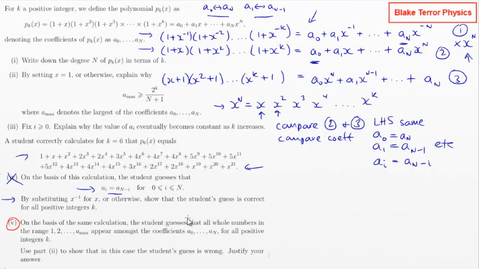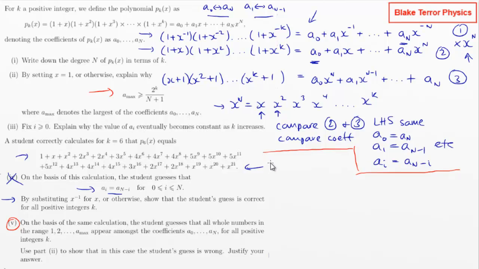Last part then. On the basis of the same calculation, the student guesses that all whole numbers in the range 1 up to a max appear amongst the coefficients for all positive integers k. Use part 2. Part 2, all right, that's our thing to do with a max, to show that they are wrong. Right, let's restate what we know about all of this.